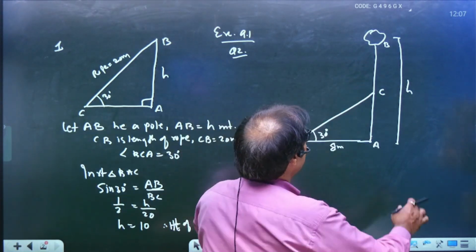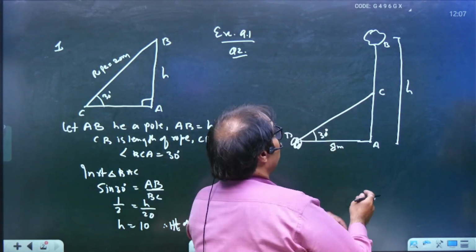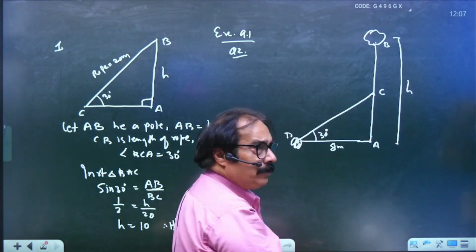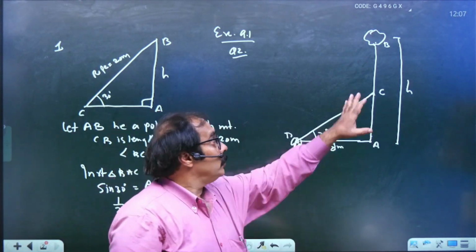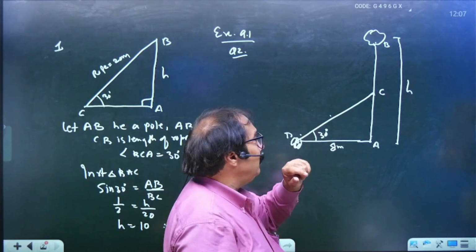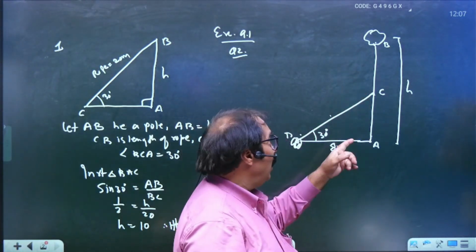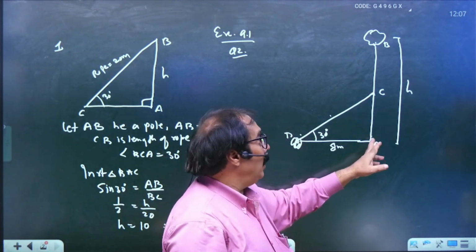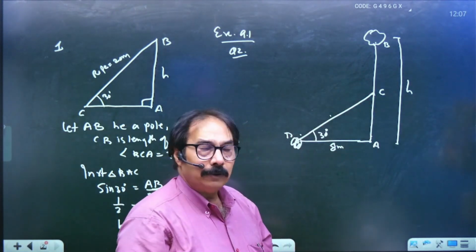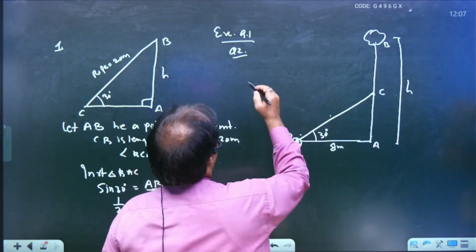So it means that BC is equal to CD, because this BC is the broken part, and now this broken part touches the ground. So this part is equal to this part. So we will find CD also. Okay, so CD is equal to BC, and then we will find AC, and finally height of the tree AB will be AC plus BC. Okay, so first of all we will write about the figure.